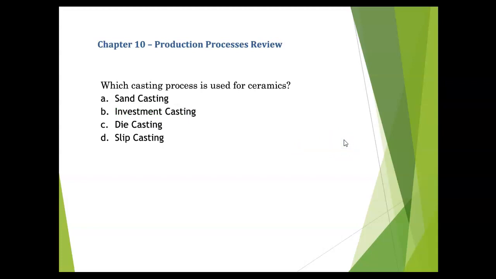Which casting process is used for ceramics? If you think about that, that would be slip casting. And remember that a slip is a slurry of our ceramic type materials and water. So kind of a particulate slurry that would be poured into a plaster cast. The plaster absorbs some of that moisture, and then we would pour out the remaining slip and be left with some of the ceramic that would then get fired up in a kiln. So just as a refresher on the slip casting process.